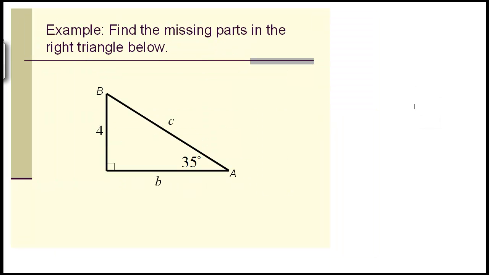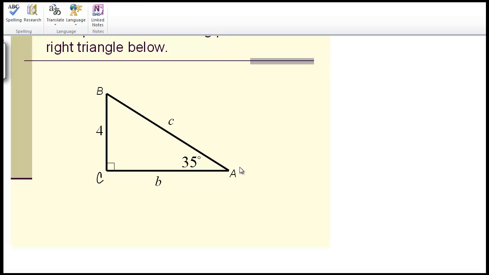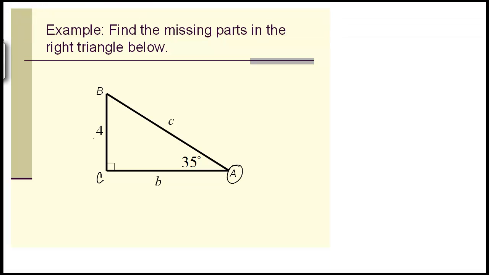So let's take a look at this problem. Example, find the missing parts of the right triangle. In a right triangle, you must be given 3 out of the 6 parts. The 6 parts are the 3 angles and the 3 sides. In this case, we know that angle C is 90 degrees. We know that angle A is 35. And we know that side A is 4.